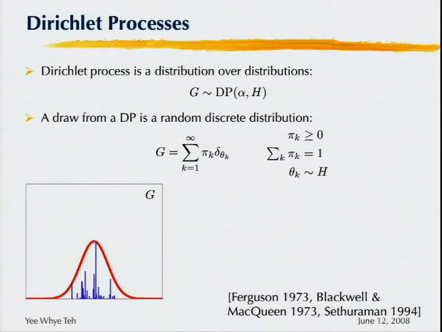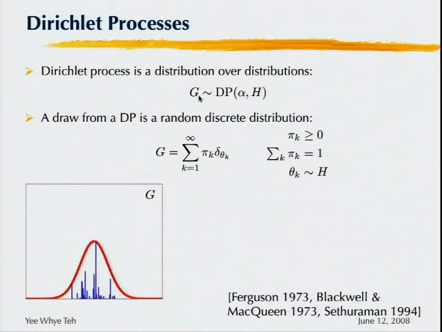I write a Dirichlet process in the following way. G is a random distribution that is Dirichlet process distributed. It has two parameters: a concentration parameter, alpha, and a base distribution, H. The base distribution you can think of as the mean of G, and alpha is some sort of inverse variance for G. Just as you parameterize a Gaussian with a mean and variance, in the case of a Dirichlet process you parameterize it with a base distribution, which is the mean, and alpha, which is the inverse variance.